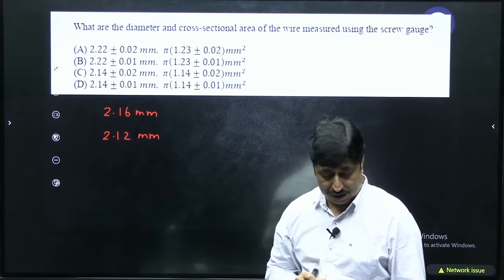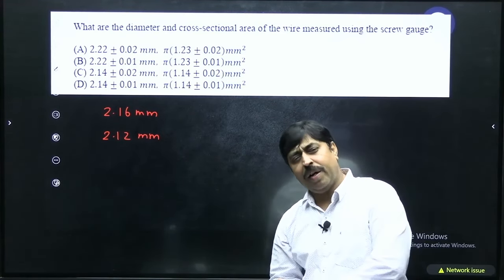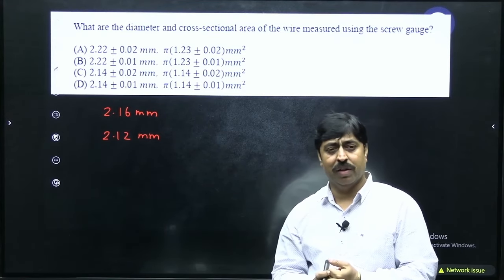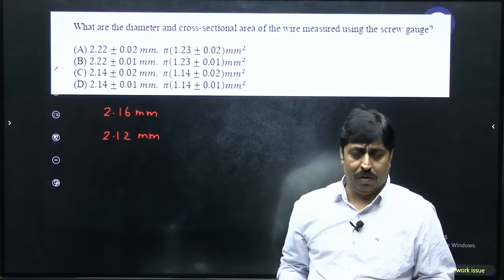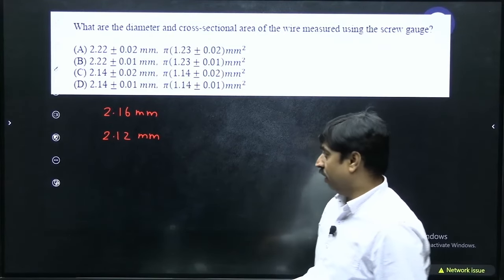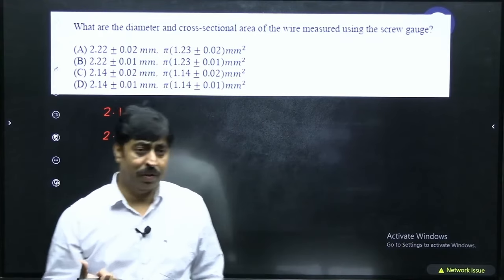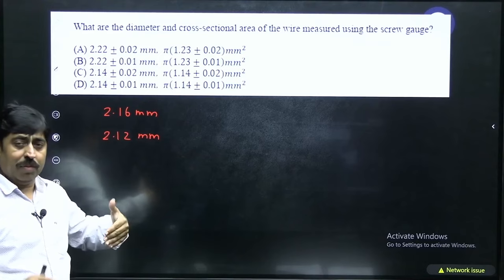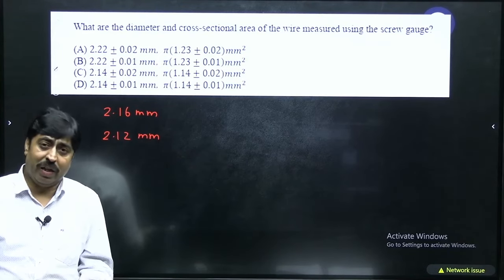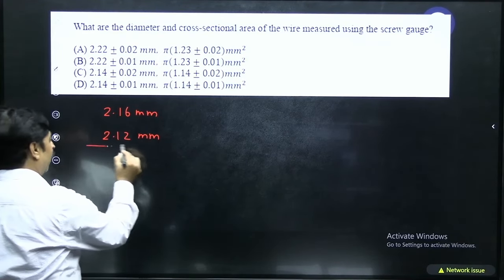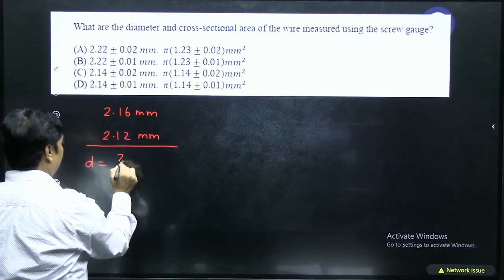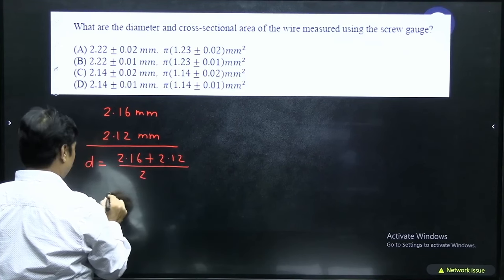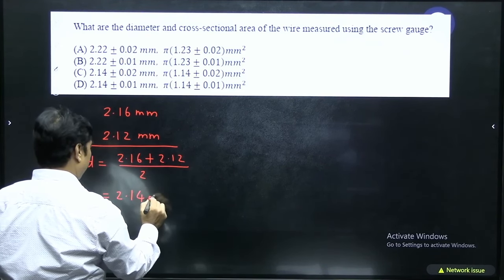So what will be my best estimate? Suppose I have taken only two readings. Now, what should I report? What should I say about the diameter of the wire? Obviously, we will take the average. These are two readings, x1 and x2, and the best value that I can tell you about the diameter of the wire is nothing but the mean of these two. So this becomes 2.14 mm.